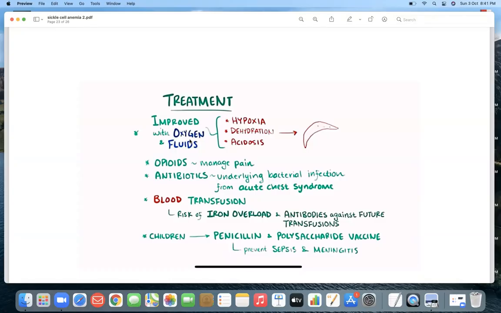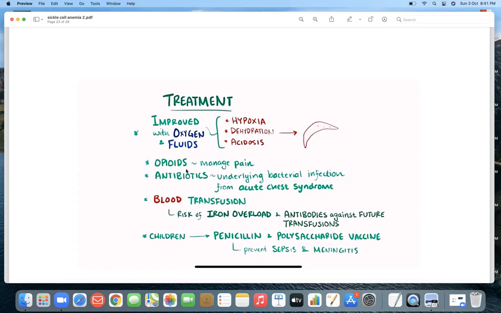Any vaso-occlusive crisis, priapism, stroke, or anything, always start with oxygen, then fluids, because you have to correct hypoxia, dehydration, and acidosis. And next is warmth. Maybe they are cold, cover them with blankets or some special blankets to make them warm.